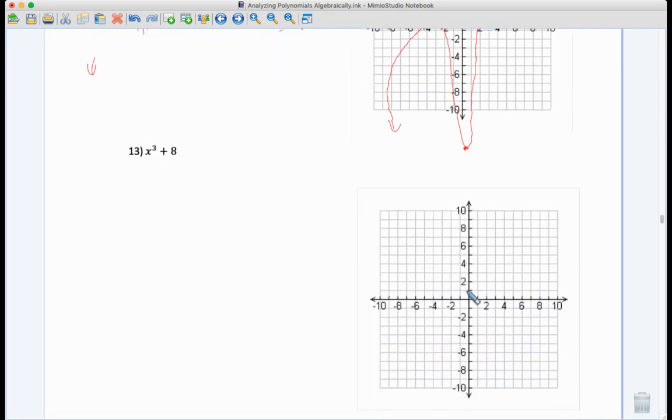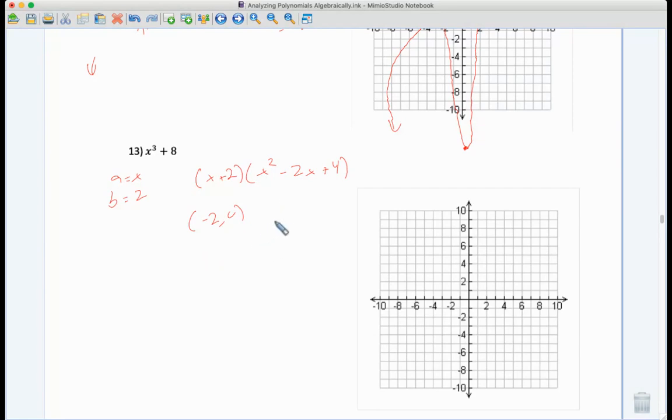but you can confirm this result just by looking at your calculator. Similarly, with number 13, we've got a sum of perfect cubes. So my a value should be x, my b value should be 2. Again, just taking the cube root of both of those numbers and plugging it into the formula, that should be x plus 2 times x squared minus 2x plus 4. Again, this is from the sum of perfect cubes formula. Therefore, I would expect an x-intercept at (-2, 0). I can't factor the second set of parentheses.